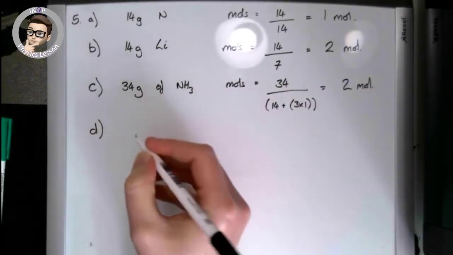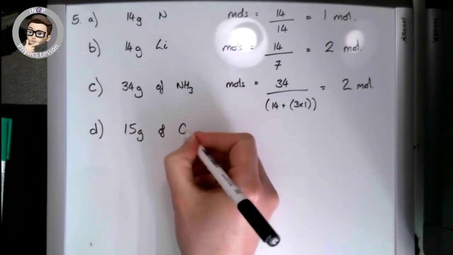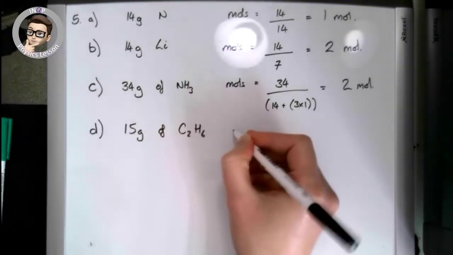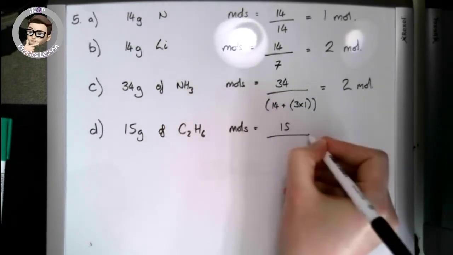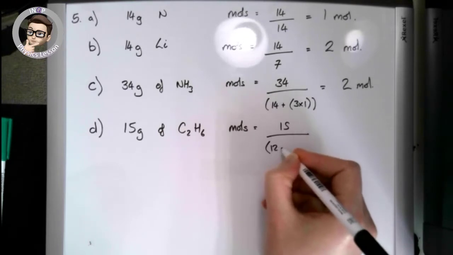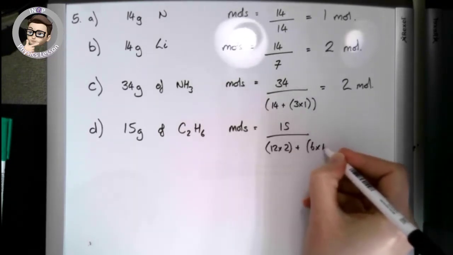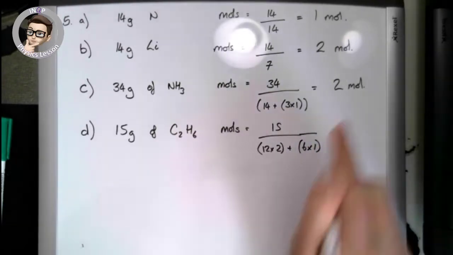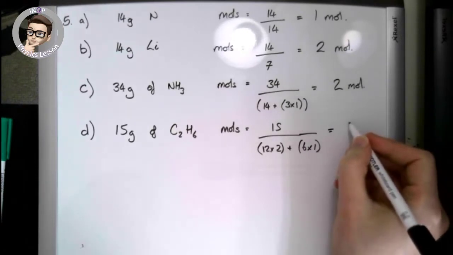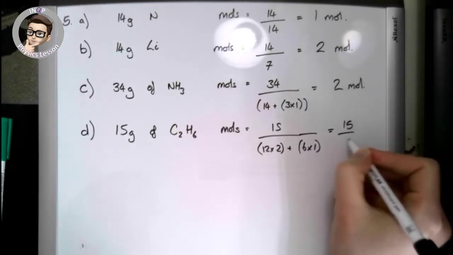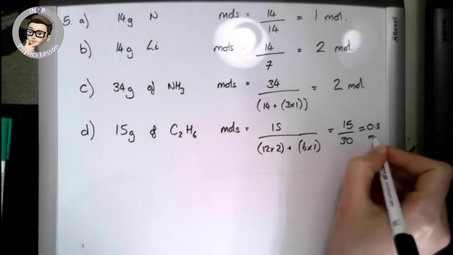Part D, we are 15 grams now of C2H6. So in this case, we're going to have moles is equal to 15 divided by C2, which is 12 times 2, plus 6 times 1. So that's going to give me 24 plus 6, which is 30. 15 over 30, which is going to be 0.5 mole.